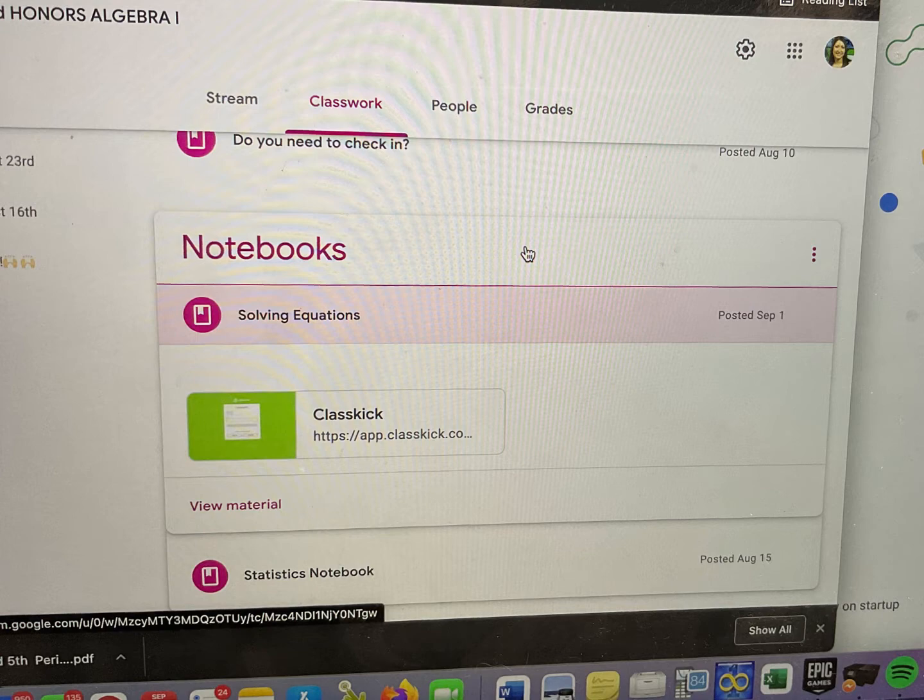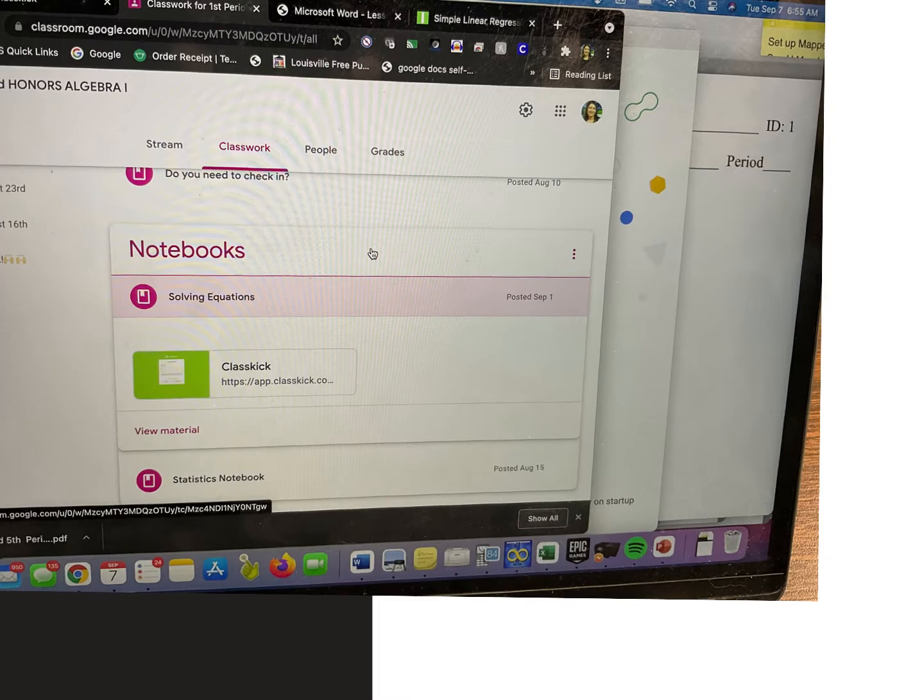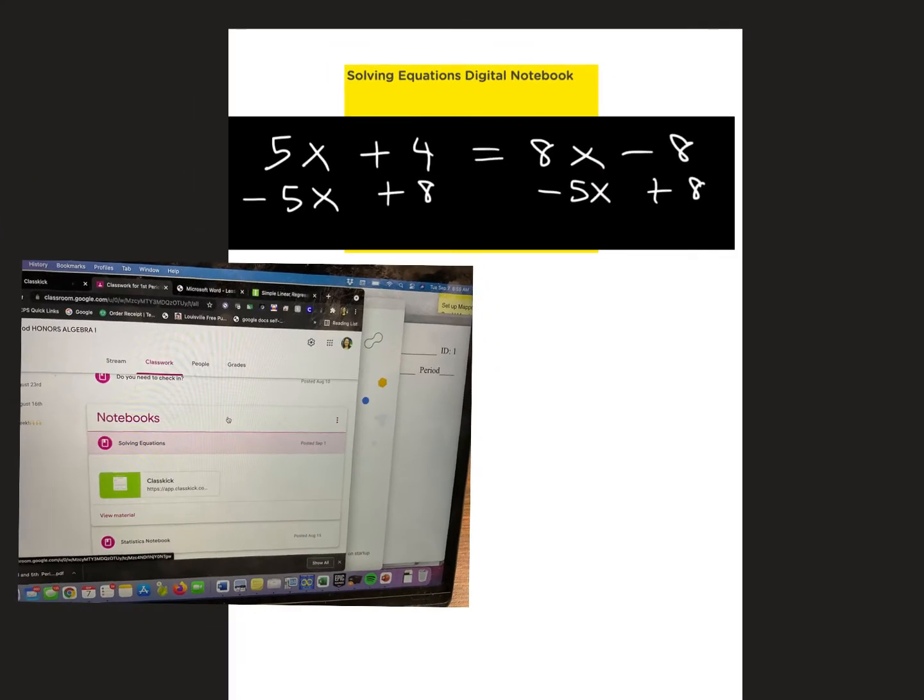You'll know you're in the right place. All right, I'm trying to tell you important stuff. You'll know you're in the right place if it looks like that.